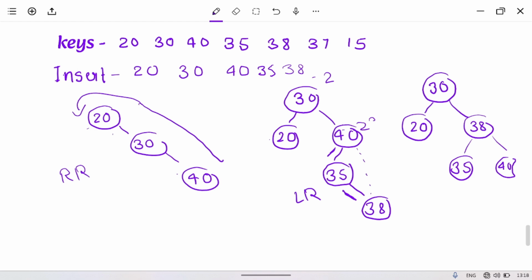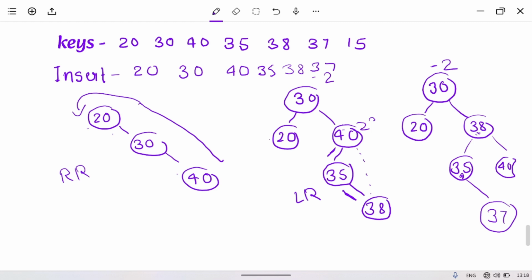We have inserted 38. Now we will try to insert 37. 37 is greater than 30. So this side, 37 is smaller than 38. So this place, 37 is greater than 35. So here we have inserted 37. After insertion of 37, if we check, the balance factor of this node is -2. This is -2, so this becomes imbalanced.